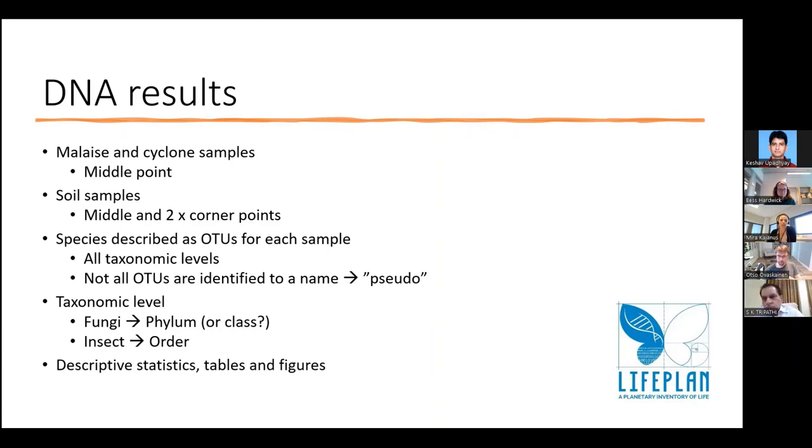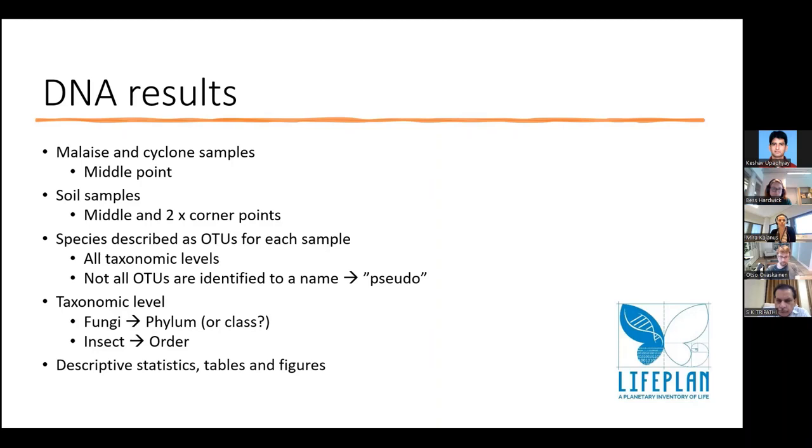So here we refer to the species as OTUs for each sample. We use all different taxonomic levels. However, not all of these OTUs are identified. Some of them are named as pseudo order, for example. So they are separated from each other, but we might not find the actual name for that order or species.